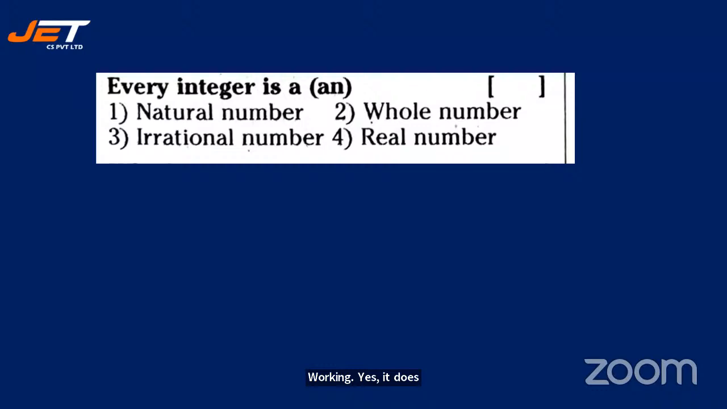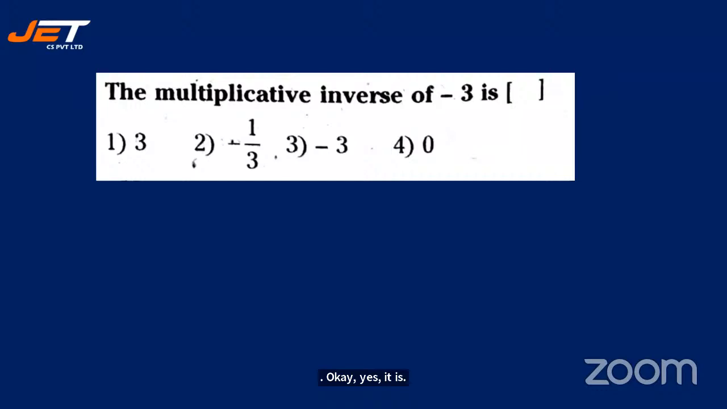Every integer is a dash. Is it a natural number? Is it a whole number? Is it an irrational number? Or is it a real number? Every integer is a dash. Give me your answers in the chat box. Let me see how many of you are giving me the right answer. Okay, very good, excellent. The majority says answer 4. Yes, every integer is a real number. Perfect. See the next question.